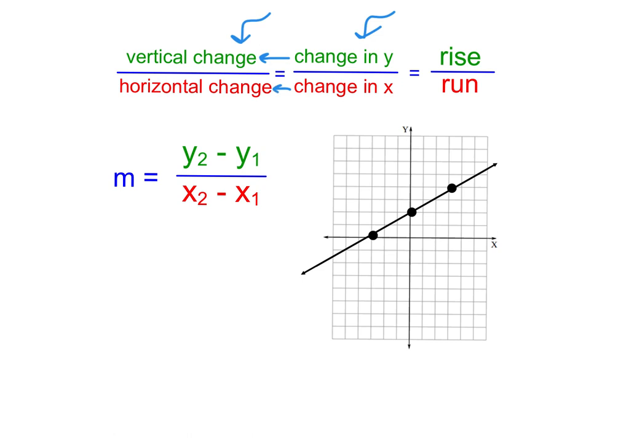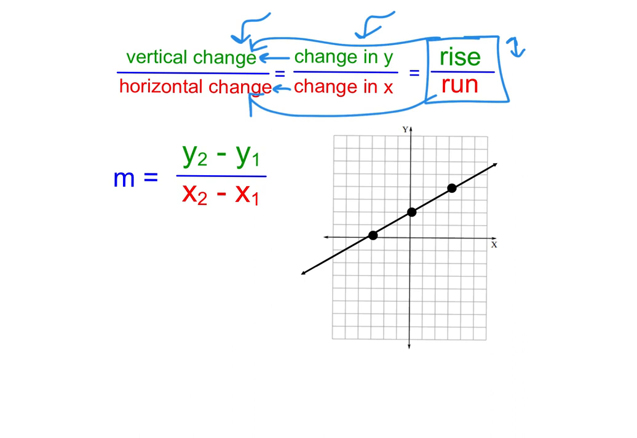And the most popular way that you think about slope is rise over run. And here, rise means you're going up or down. So rise is a fancy way of saying vertical change, and run is a way of saying horizontal change. So any of these, if you've heard them before, they're all talking about the exact same thing.